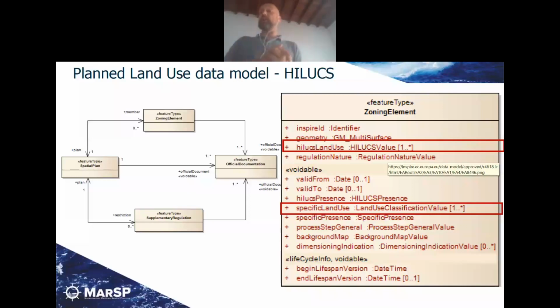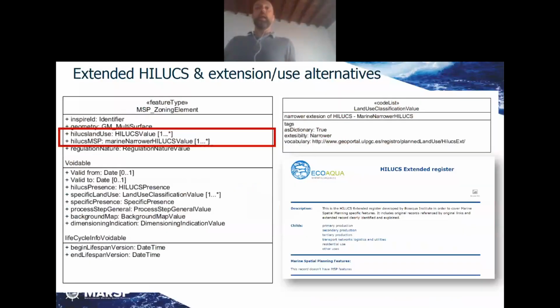Then CDataNet provided 3 types of code lists that we could use. There was one from Human Activities that was more populated, with about 50 codes. But we still thought it would be very interesting to have the same classification system, HILUCS, on the land and the sea, but with more precision. We could not extend the code list because HILUCS was closed, so we said okay, let's extend the data model. We extended the MSP zoning element, and included one more attribute, which we called HILUCS MSP.